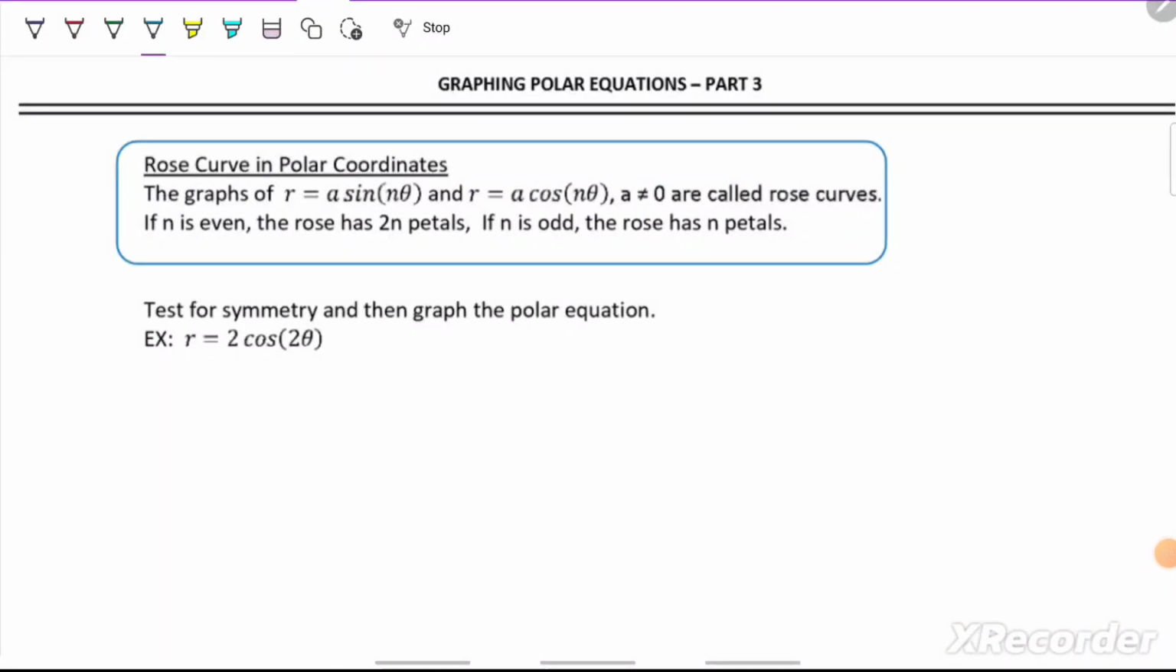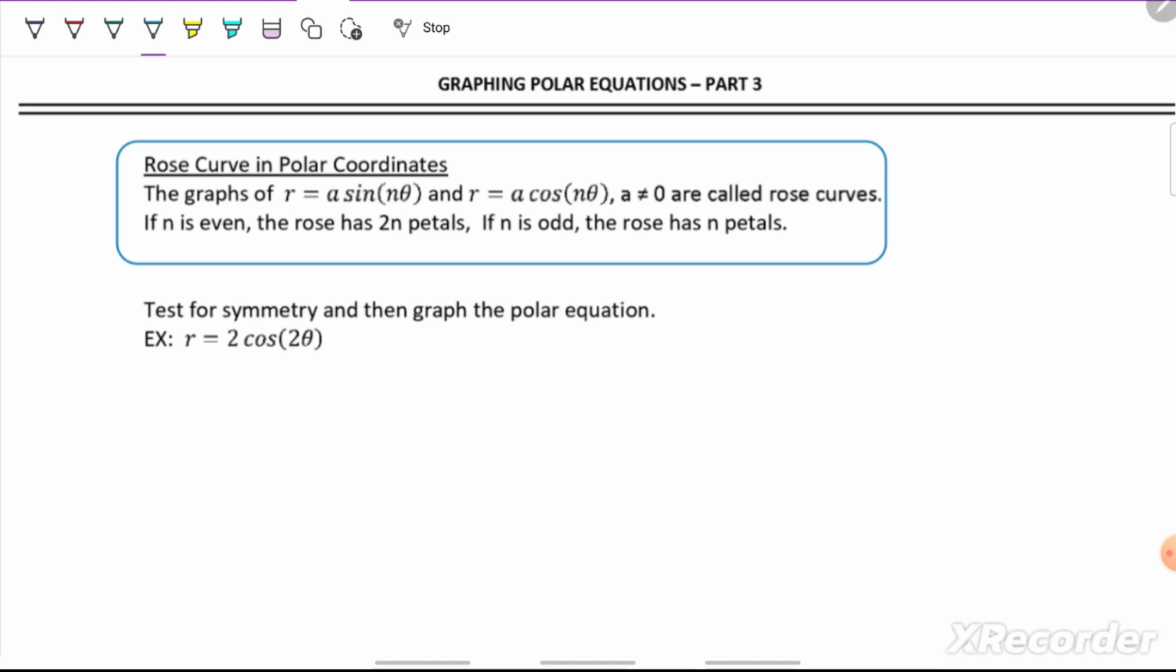This is our third video graphing polar equations, and in this video we're going to graph what's called a rose curve. The graphs of r equals a times sine of n theta and r equals a times cosine of n theta, where a is not equal to 0, are called rose curves. If n is even, the rose has 2 times n petals. If n is odd, the rose has n petals.